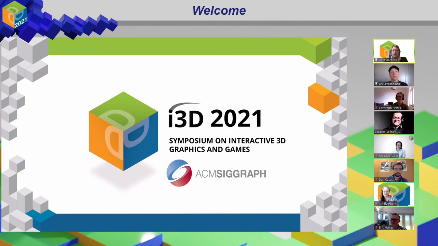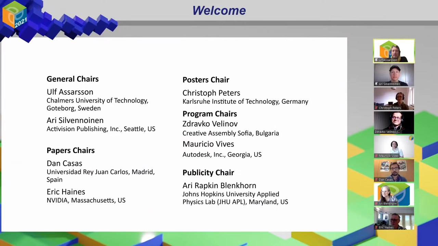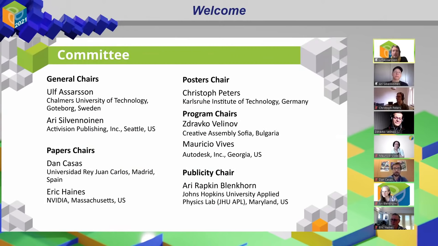My name is Ulf Assarsson, and I have the pleasure of saying the first few words, but I will hand over to the rest of the I3D committee in a minute. Here you see this year's committee. Ari Silvenoinen and I are the general chairs, and I have to say that the lion's share of all the hard work behind organizing this year's conference has been done by our helping chair members. Dan Cassas and Eric Haynes are the papers chairs. They have been in charge of selecting the final accepted papers out of all the great submissions, and they have also helped us tremendously in the overall organization of this online conference.